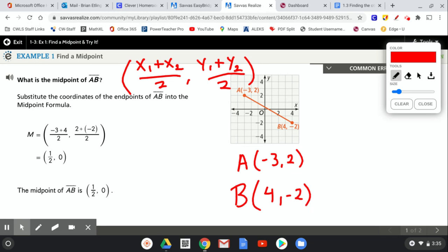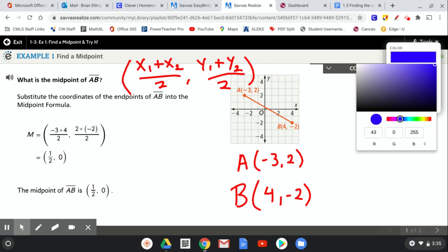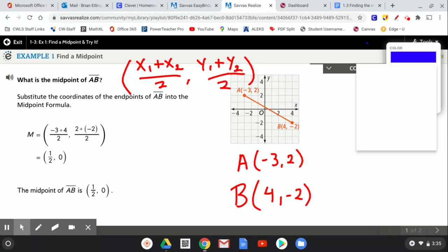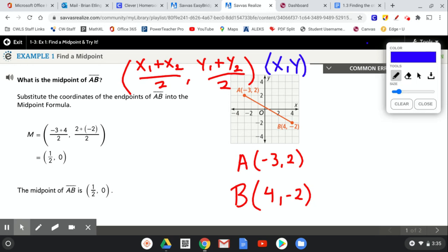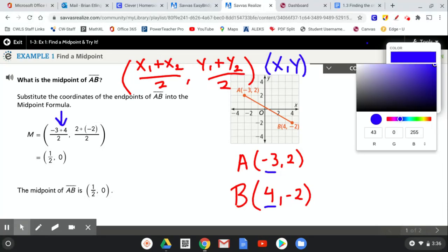All right, so when we're doing this, all we have to do is find our x values, and x always comes first. So you always want to think x before y. When we do this, our x values are 3 and 4, so that's where they're getting this first part of saying -3 plus 4. Now, if we notice, our y values are 2 and -2, so that is where they're getting the 2 plus the -2.